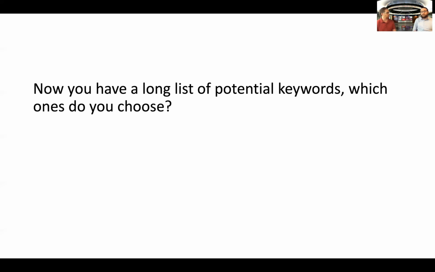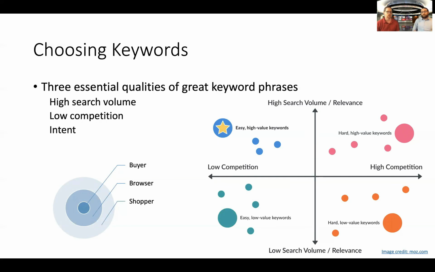So now we get to the point where we have a pretty comprehensive list of potential keywords, if you've done everything Danny's mentioned. Now, how do you decide which ones to choose? When it comes down to choosing keywords, it really comes to three qualities you're looking for: high search volume, low competition, and intent.